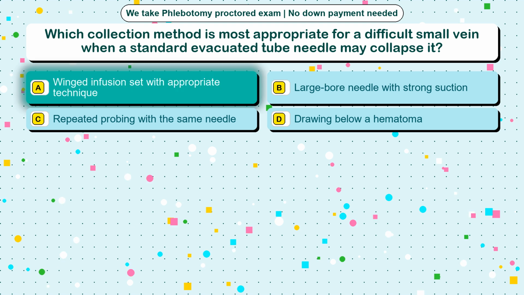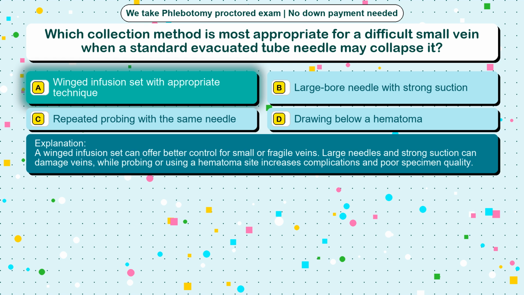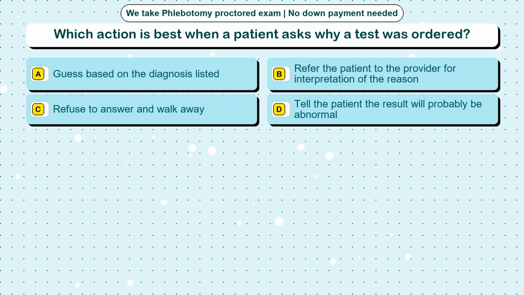The correct answer is option A. Winged infusion set with appropriate technique. A winged infusion set can offer better control for small or fragile veins. Large needles and strong suction can damage veins, while probing or using a hematoma site increases complications and poor specimen quality. Question 95. Which action is best when a patient asks why a test was ordered?